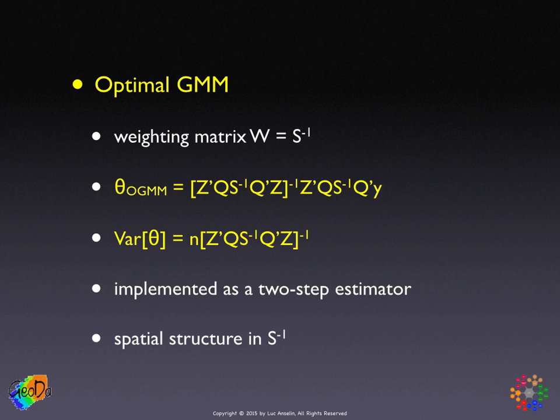And then S inverse is an estimate of the variance-covariance matrix of the moment conditions, which of course has everything to do with the error terms and what we assume for the error terms. Again, this is implemented operationally as a two-step estimator. We start with a straightforward two-stage least squares, basically, where the weighting matrix is set to the identity matrix, so equal weights. Then using these estimates, we plug them into the inverse for S, which reflects heteroscedasticity and spatial structure and anything else we want to put in there. And then in the second step, we carry out the weighted optimization again, but now with the actual weights.